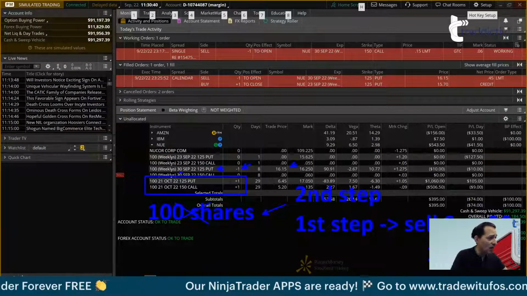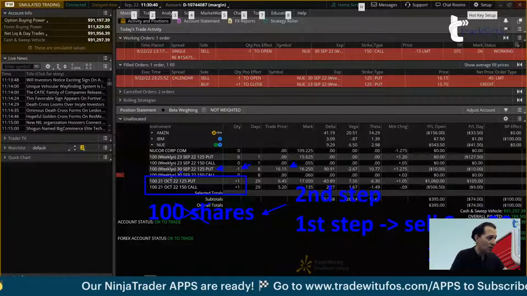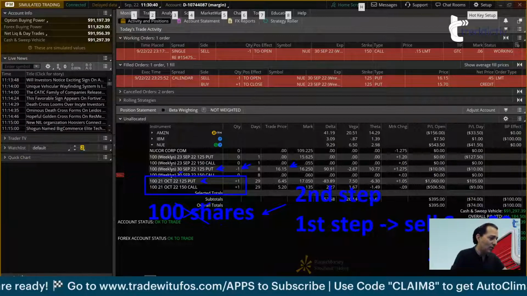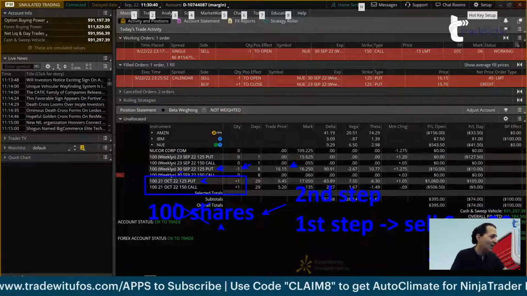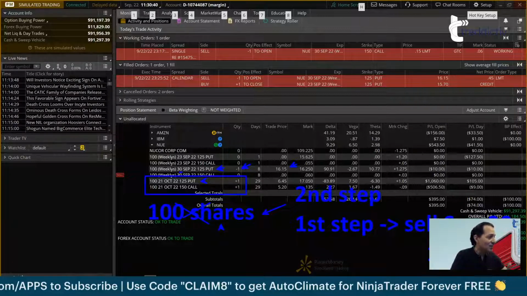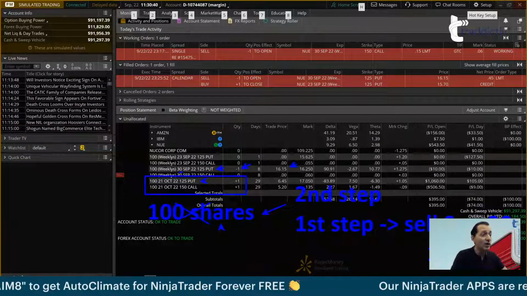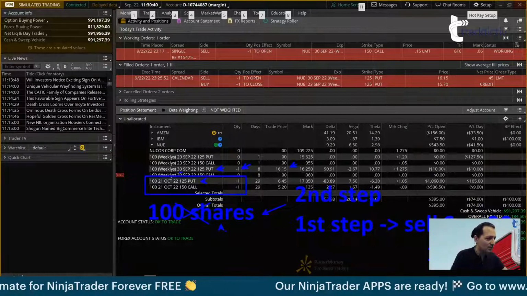Remember, there is no need to rush, because while you are long the 125 put, and while you are long the 100 shares, which is what you have now, no matter how much the stock drops, your risk profile is exactly the same risk profile that you would have if you were not assigned. So there is no need to rush, right?